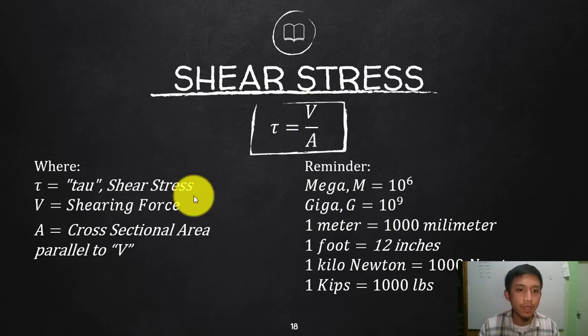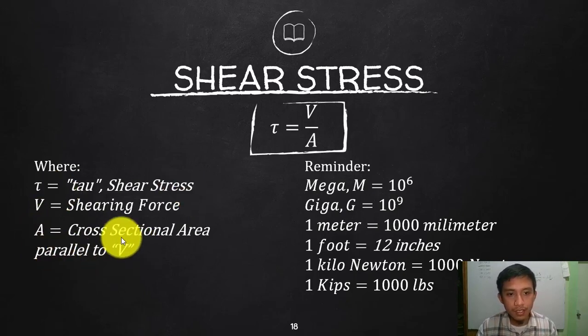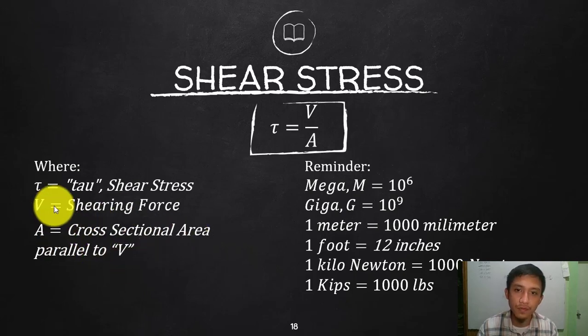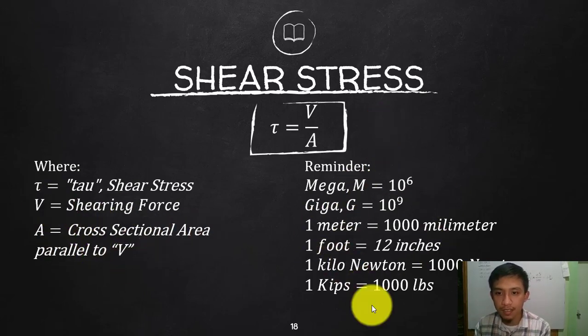Again, the type of stress depends on the orientation of the resisting area. If that is perpendicular, it is an axial or normal. If it is parallel, it will be shear. So area is the cross-section area parallel to the force V. Okay. So again, these are just the reminder here.